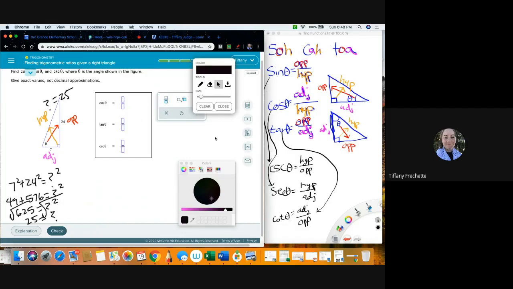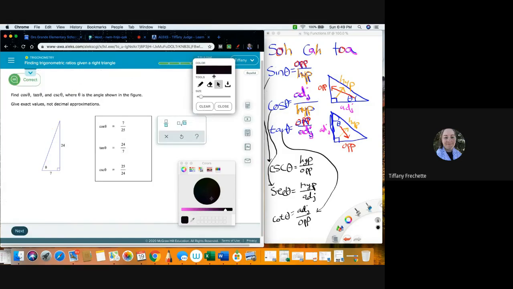And I'm going to slow down and pay attention so I'm not writing the wrong one. So cosine is adjacent over hypotenuse. So adjacent is 7 and hypotenuse is the 25 that we just figured out. Tangent, that's opposite over adjacent. And cosecant, that's hypotenuse, which is 25, over opposite, which is 24. Okay, so we should be good to go here. Yay, we're good to go. We finished another one.